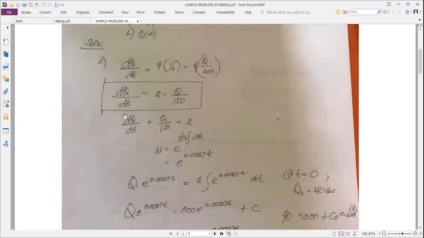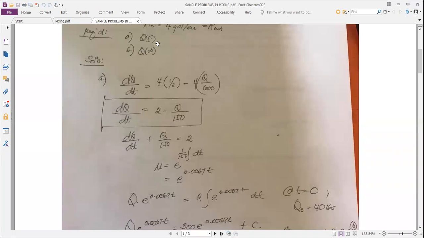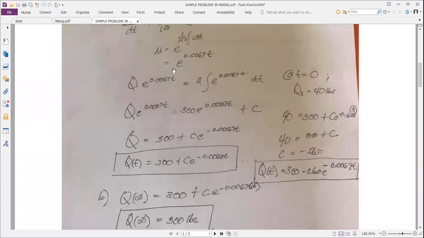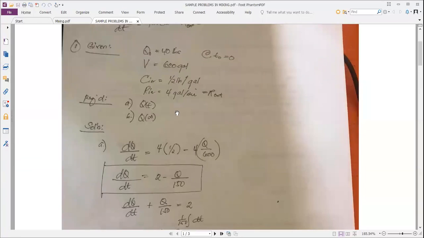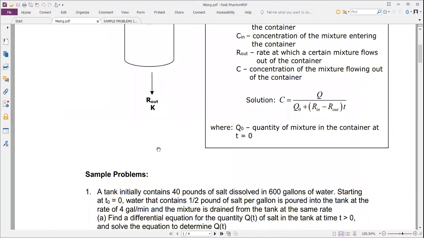And you are asked to determine after a very long time how much salt is present in the tank. So you just have to substitute infinity here. So e raised to negative infinity is always 0. This becomes 0. So after a very long time, there is 300 pounds of salt left in the tank. Meaning after a very long time, it could be like 1 day, 1 week, as long as the process continues. So this is in the case of our sample problem number 1.